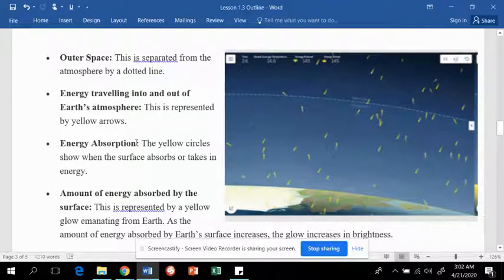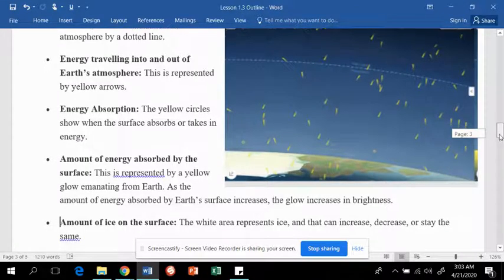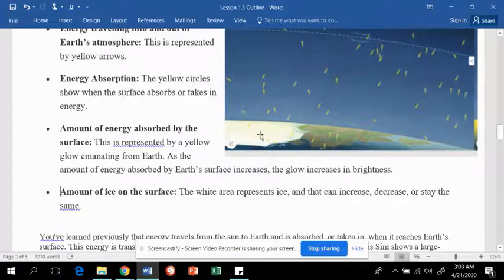Energy absorption is shown by the yellow circles, and it's showing where the surface absorbs or takes in energy, and it can happen in the atmosphere like this one right here, this one right here. Some even look like they kind of disappear in the background. And the amount of energy absorbed by the surface is represented by a yellow glow that will be emanating from Earth. As the amount of energy absorbed by Earth's surface increases, the glow increases in brightness. The amount of ice on the surface, the white area, this one over here, will represent ice, and that can increase, decrease, or stay the same.